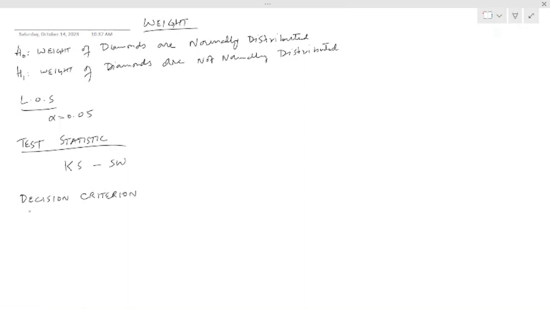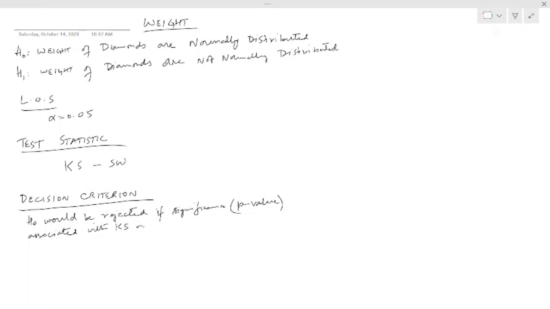And the decision criterion we write down as the condition under which H0 would be rejected. So H0 would be rejected if the significance or the p-value associated with the KS or SW statistic is less than 0.05. Now we write down our decision and conclusion together.